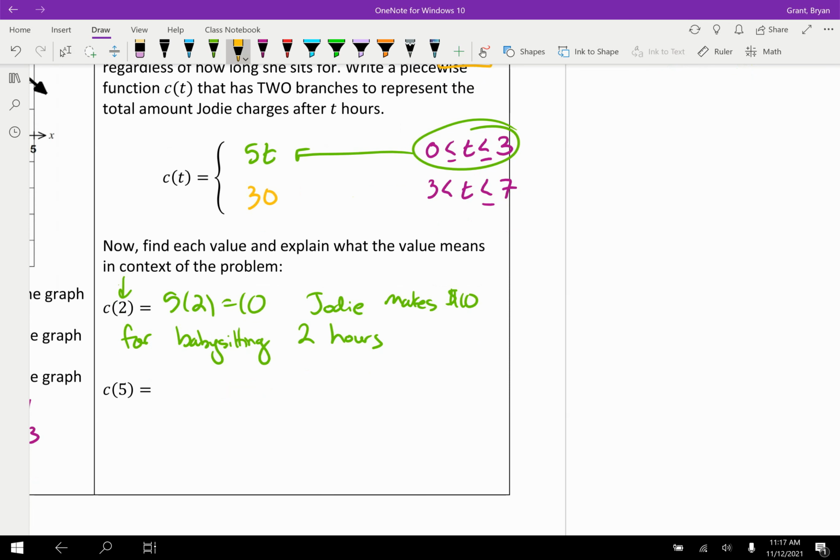C of 5. Well, for C of 5, 5 is between 3 and 7, and so that is just $30. Same idea. Jody makes $30 for 5 hours. Nice. Okay, I think we get the general idea here.